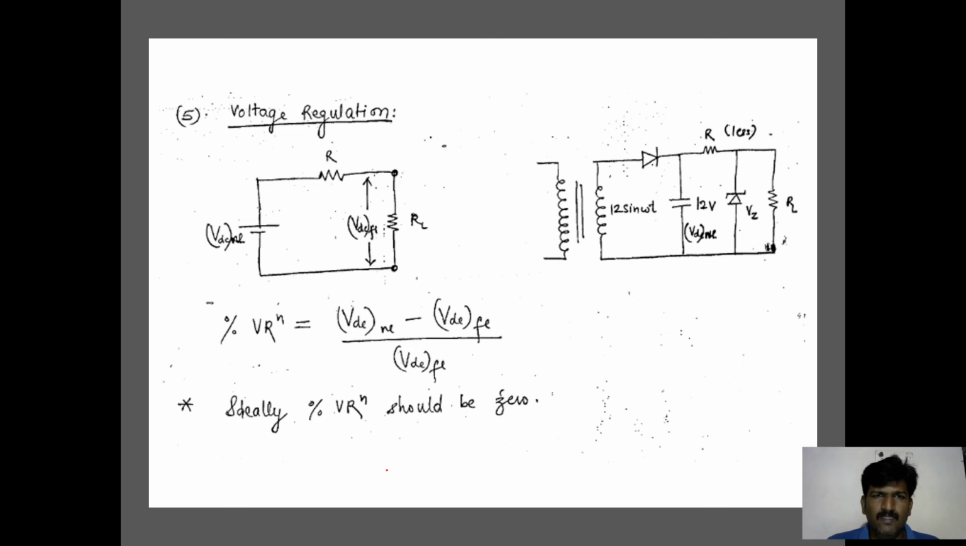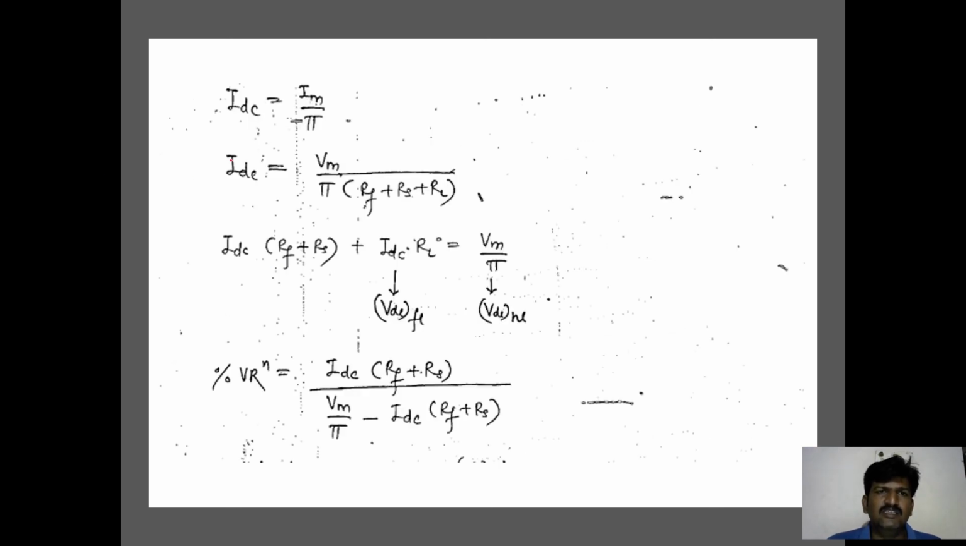You can write like this: IDC is equal to Im by pi according to the previous slide discussion. IDC you can also write in terms of the resistors as Vm by pi divided by Rf plus Rs plus RL. You can move this denominator to the multiplication to IDC. It can be written as IDC into Rf plus Rs plus IDC into RL is equal to Vm by pi. Vm by pi is nothing but VDC no load, and IDC into RL is nothing but VDC full load.